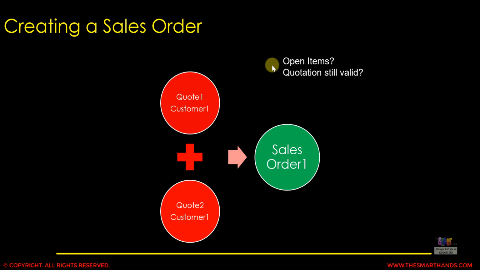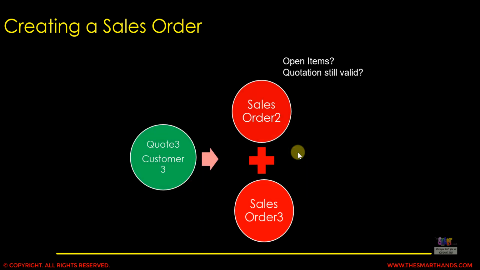When these two conditions are met, then you can copy not just two, you can copy as many quotations as you want to one sales order. The other thing we can also do is, for example, we have a different customer 3 and quotation number 3, and we can split one quotation's data into two different sales orders, so vice versa. So either we can combine more than one quotation into one order, or one quotation can be split into different sales orders. So let's see how we can do it.